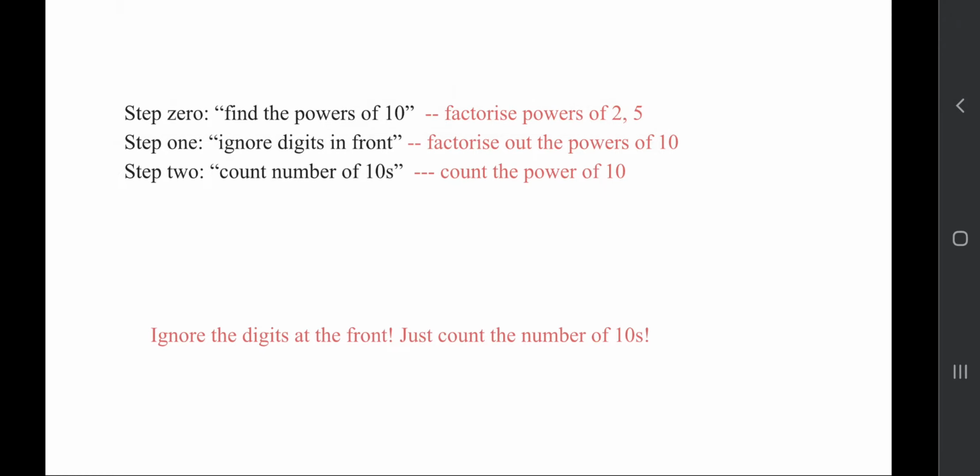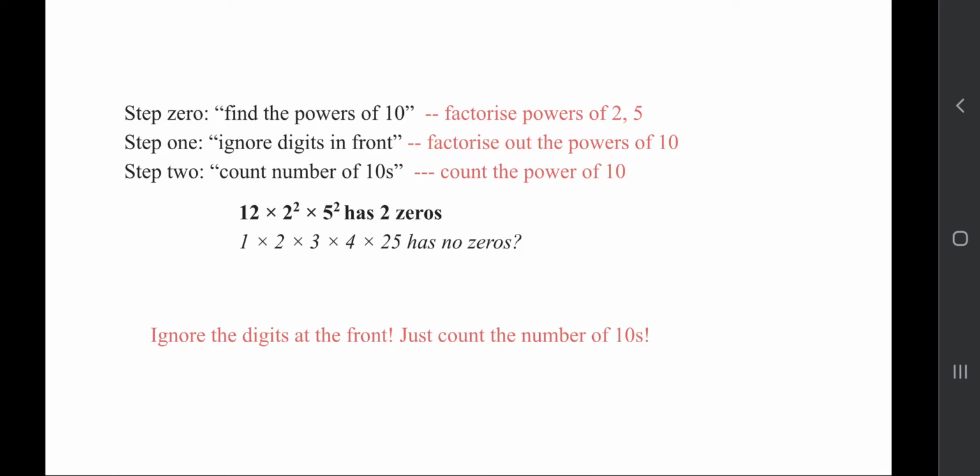But there's also a step 0, actually, right? The step 0 is to find the powers of 10. Because sometimes they're hidden away into 2s and 5s. So you want to really pull out all the 2s and 5s first before you start this approach, right? Let me give you some questions. Right, let's look at this. 12 times 2 to the power of 2 times 5 to the power of 2 actually has 2 zeros, right? Because you can just combine the 2 and the 5 and make it a 10.